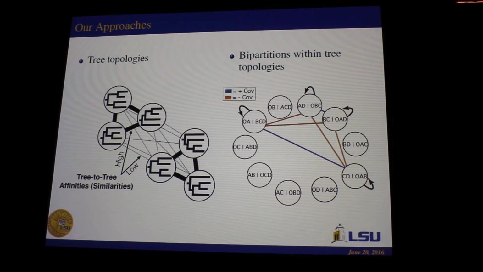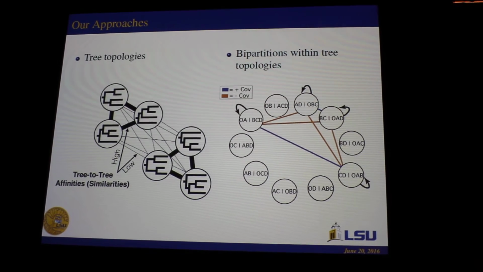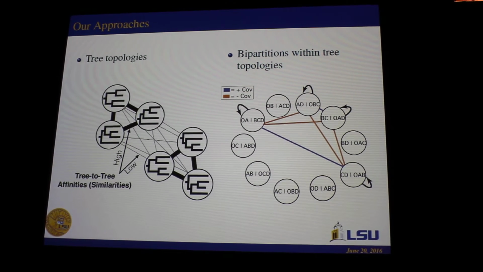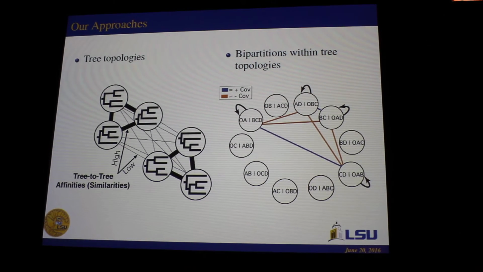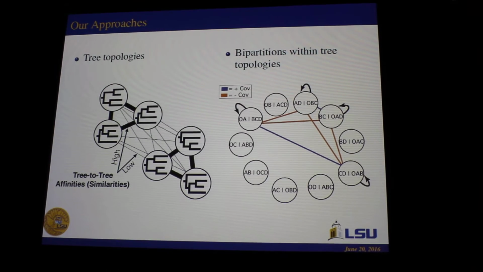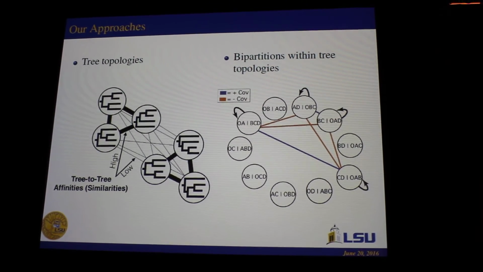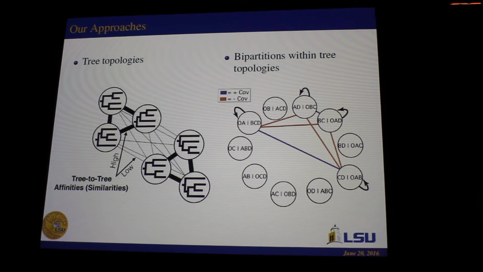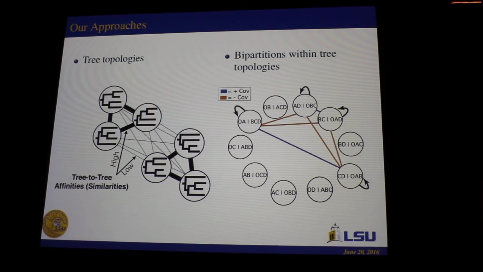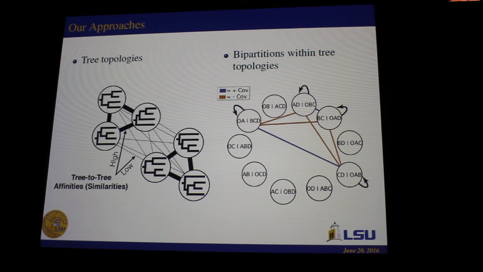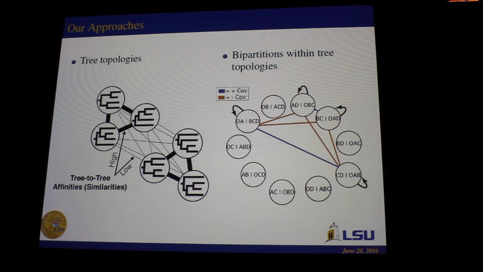So our approach is to apply a graph-based method. Two types of networks are constructed. One is a tree topology-based network with trees as nodes and their similarities as the links. And another one is a bipartition-based network with unique bipartitions as nodes and their covariance values as the links. In particular, the second network contains both positive and negative links.